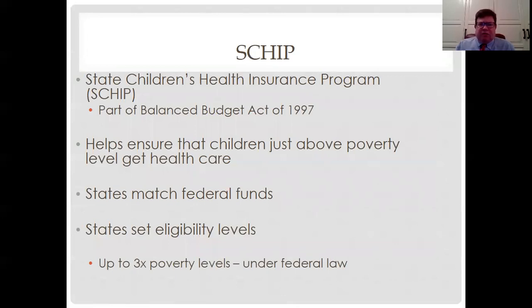The final program we'll take a look at here is the State Children's Health Insurance Program. This has been swallowed up a bit by Medicaid expansion, but this was part of the Balanced Budget Act of 1997, and this was set up to help children that are just above the poverty line that didn't qualify for other programs, help them to get health care for themselves, not necessarily for their families. So this was a very big program of importance for the federal government and the states, again, a cooperative program.